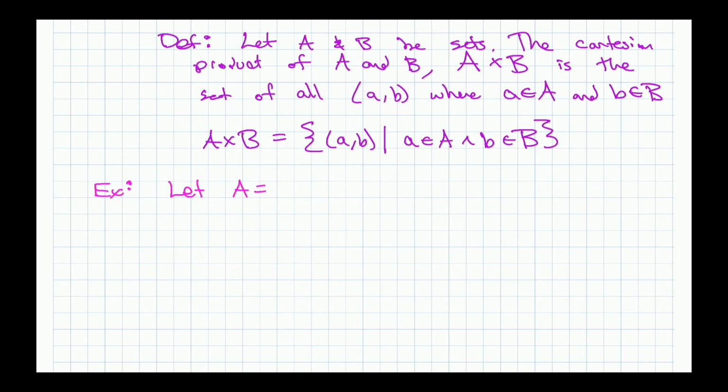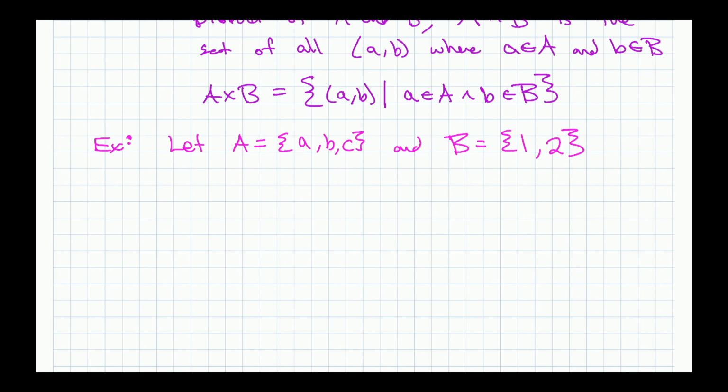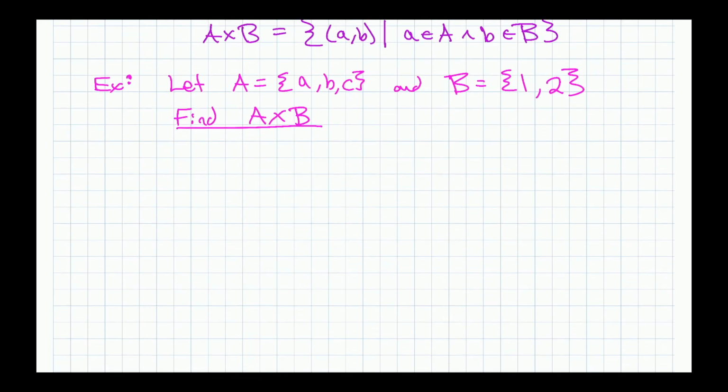Let A equal {a, b, c}, and B is going to be {1, 2}. That's it. Okay. And we want to write out A times B, the Cartesian product. So how do we do it?